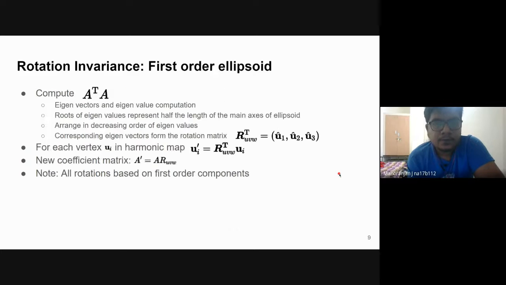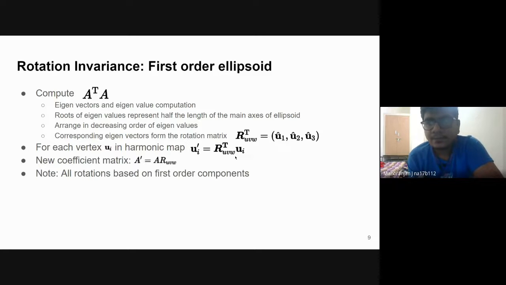So once you get that, the corresponding eigenvectors will form the rotation matrix. So the rotation matrix will be formed by the corresponding eigenvectors of this particular matrix. And once I get the rotation matrix, for each vertex in the harmonic sphere, I use this rotation matrix to rotate it to a particular point. And what this will do is, it will align the parameter space to a canonical orientation.